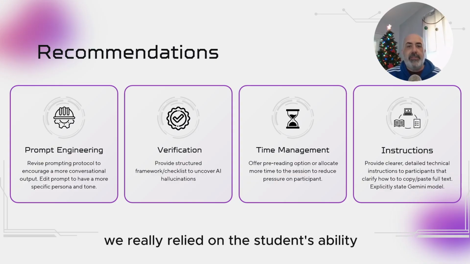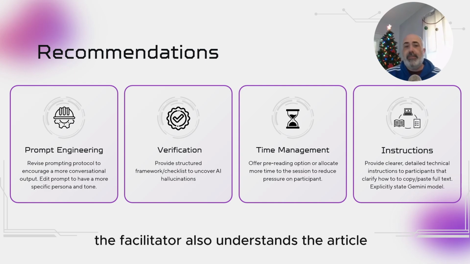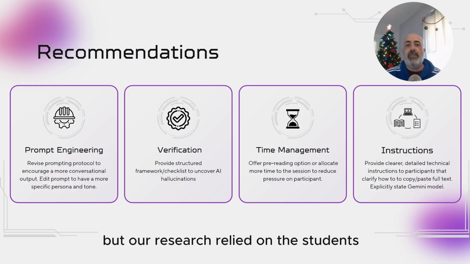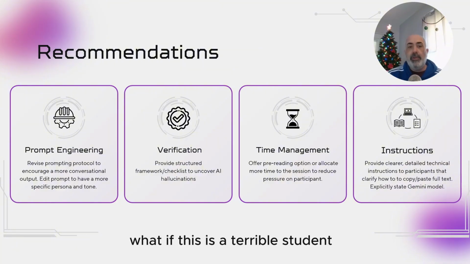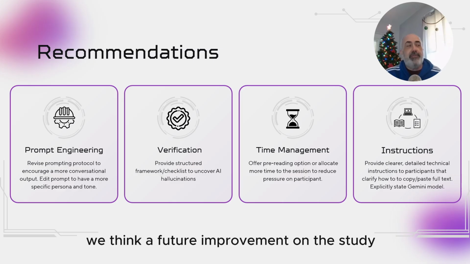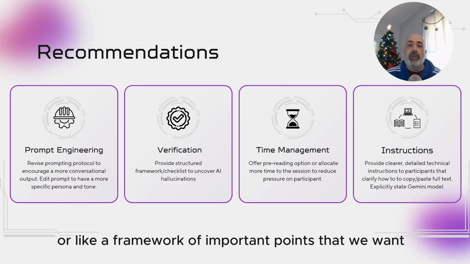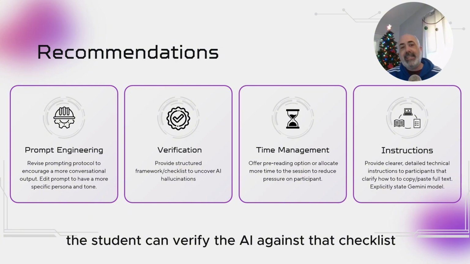Secondly, we really relied on the student's ability to validate the article. The facilitator also understands the article, and that's a kind of check and balance to the situation. But our research relied on the students also understanding the article with enough depth to recognize an AI hallucination. That's a big assumption. What if this is a terrible student with bad reading comprehension? They may not notice a glaring problem, especially if it's an omission. We think a future improvement on the study would be to provide a checklist or a framework of important points that we want the AI to notice, and so the student can verify the AI against that checklist.